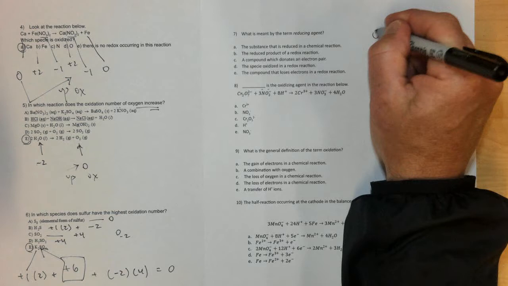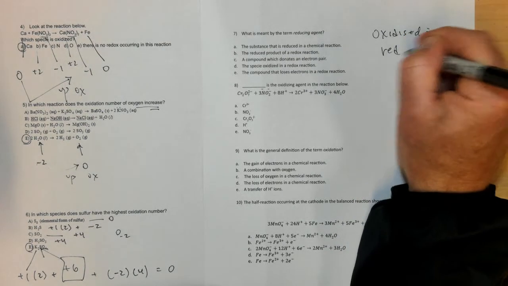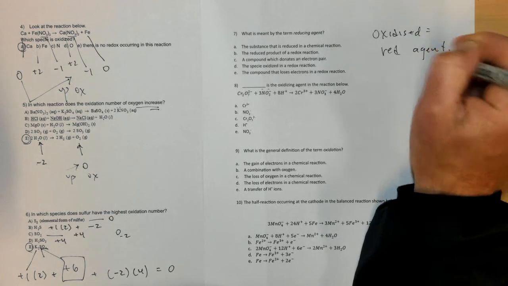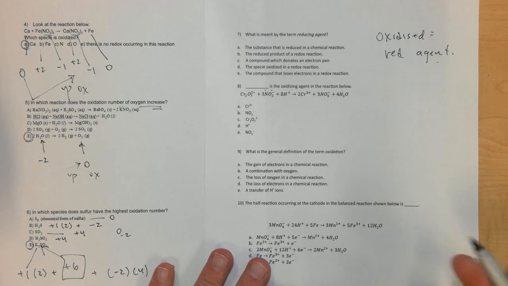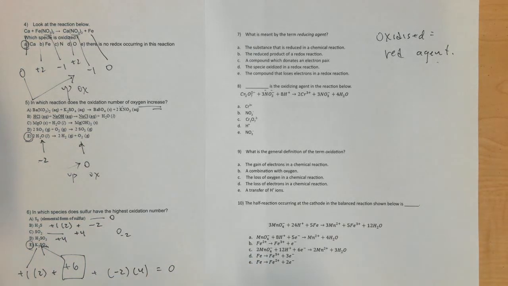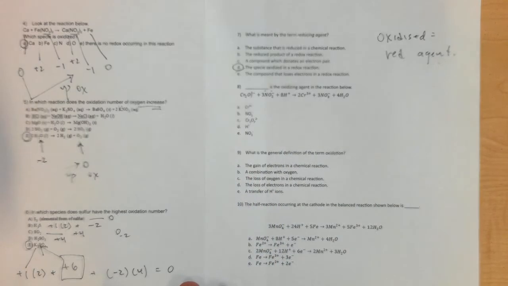All right, next page. What is meant by the term reducing agent? So you remember it's kind of like the opposite. So when a species is oxidized, that means that it is a reducing agent. It causes something to be reduced. And so the reducing agent is the substance that is oxidized in the chemical reaction, or the species that is oxidized in the reaction, letter D.